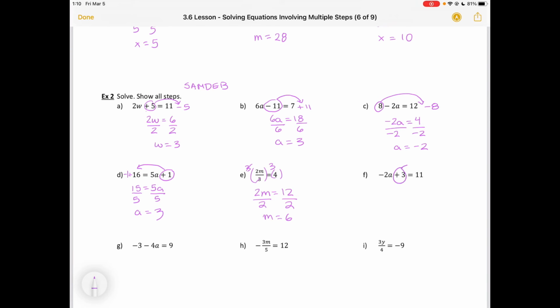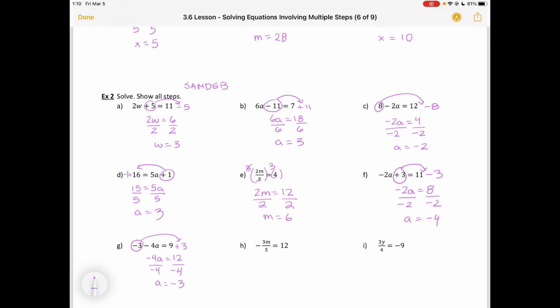Now in example F, I'm going to take the 3, move it over to the right-hand side, change the sign. Then I'm left with minus 2a equals 8. Now I can divide both sides by minus 2 and be left with a equals minus 4. Example G, I'm going to move the minus 3 over to the other side, change the sign. Now I'm left with minus 4a equals 12. Divide by minus 4, and I'm left with a equals minus 3.